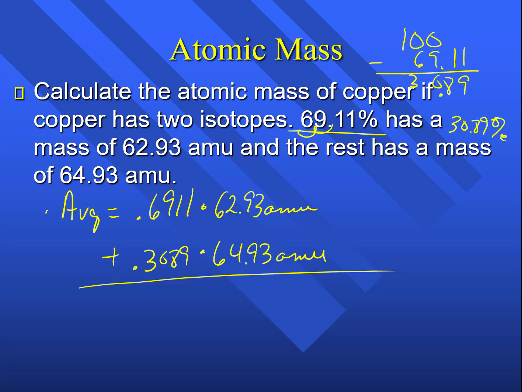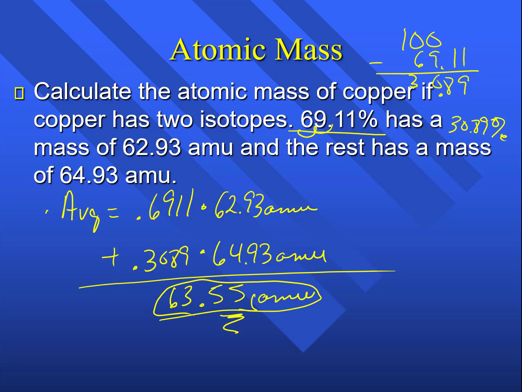And I push that into my calculator. 0.6911 times 62.93 plus 0.3089 times 64.93 equals. Okay, I get a whole screen full of numbers, and on tonight's homework, I want you to go to 2 decimal places. All the answers should have 2 decimal places. And my units, I got AMUs plus AMUs, that is AMUs. Now, the average atom weighs 63.55.